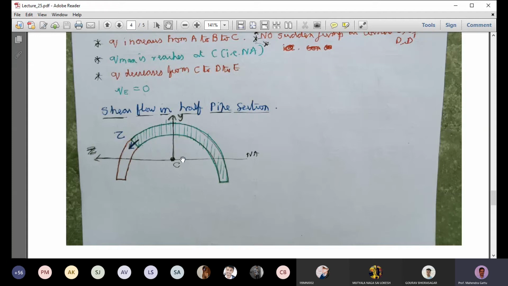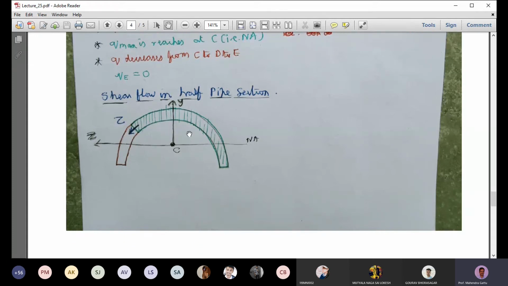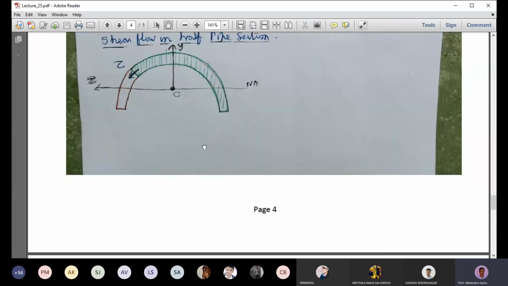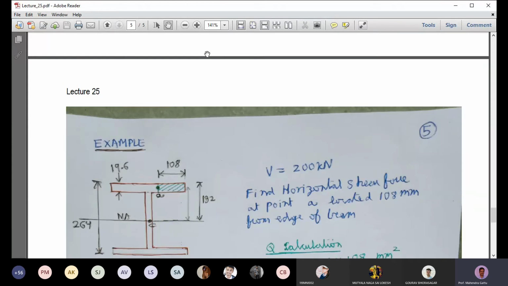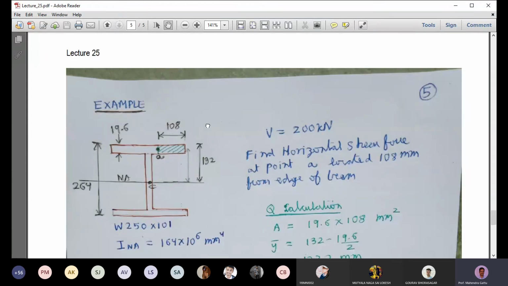I have not thought about it, so I don't know the answer right now. But you can think how the shear distribution is happening in this pipe section. Using the same analysis we can do. You can analyze it, same methodology. Okay, so let's solve some examples.